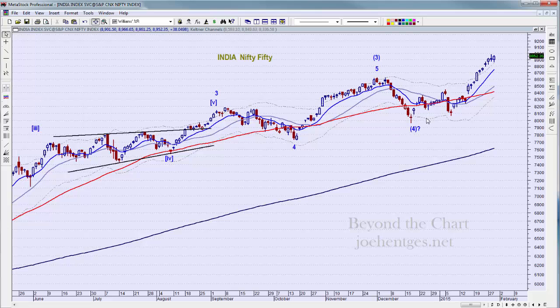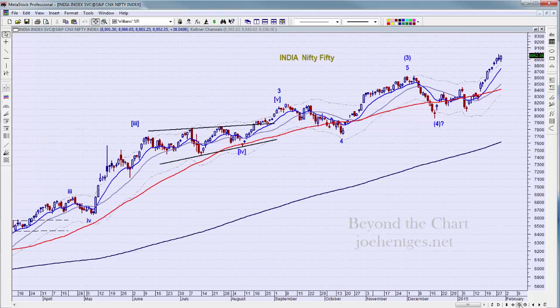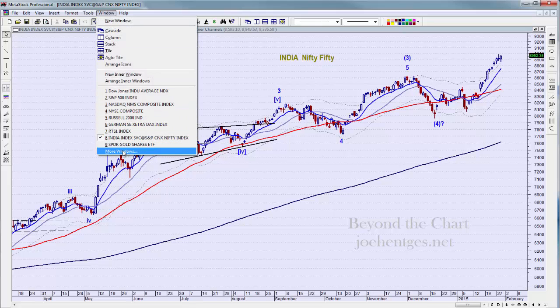India is definitely continuing the push. I still don't trust this. I've got a question mark here, it may be a fourth intermediate wave. It just looks way too shallow for me, which is making me think that something else is going on. I need to revisit this and check the wave count, but right now, the Nifty 50 is continuing to push higher.